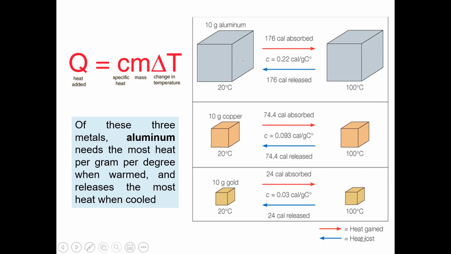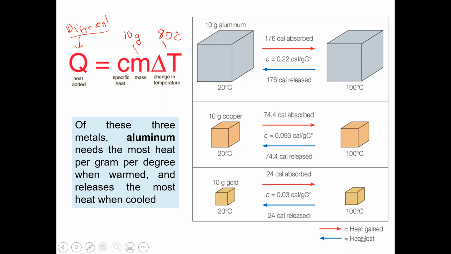And we want to increase the temperature of these metals the same. We want to increase from 20 degrees Celsius to 100 degrees Celsius, and the same case for gold. Means the delta T in all the cases is 80 degrees Celsius. The mass in all the cases is the same, 10 grams. However, the heat we need in each case is different.